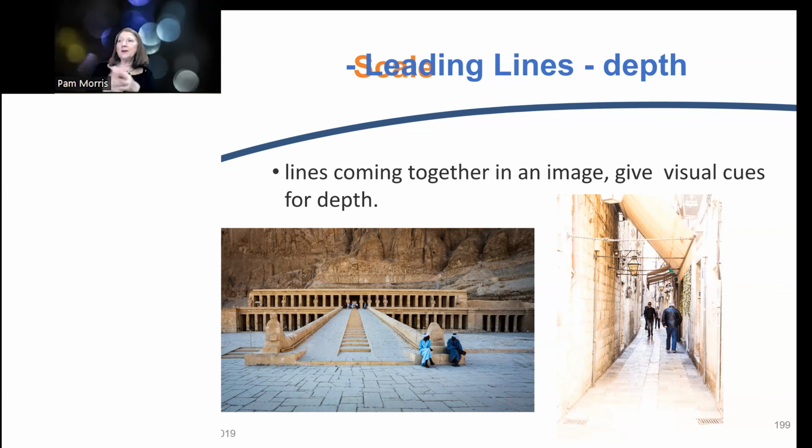The one on the right is on a much smaller level, but we've still got the leading lines and we've still got the reference people to give you a visual path through this image.